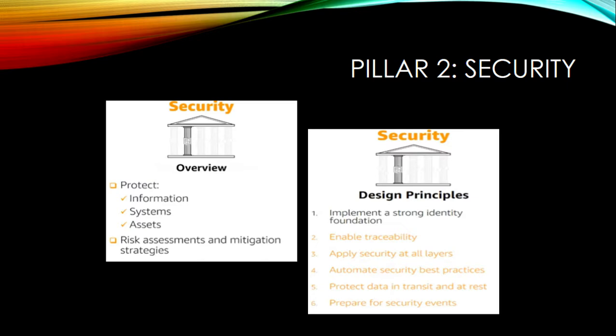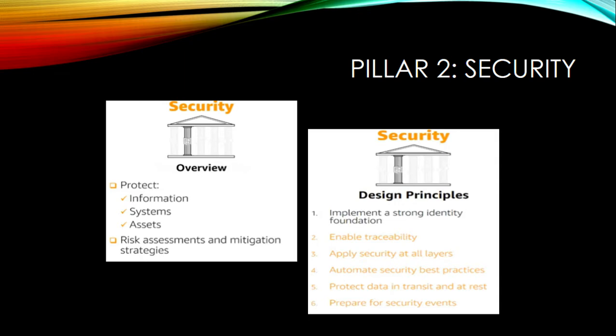Okay. The second one is enable traceability. This talks about how we monitor, alert, and audit actions and changes to the environment in real time, and integrate logs and metrics with systems to automatically respond and take action. So there are some tools which AWS provides, which we will see in the later slides. But this is more about monitoring, alerting, and auditing capability.